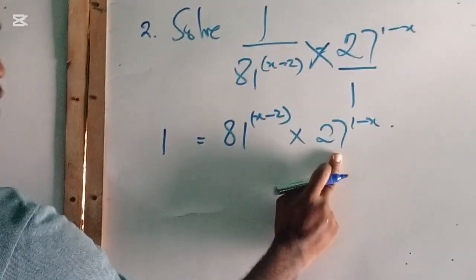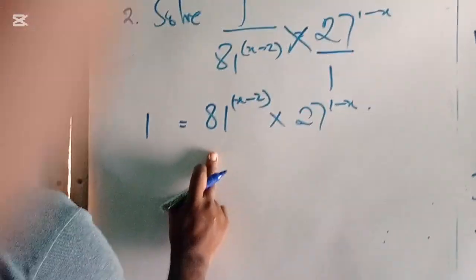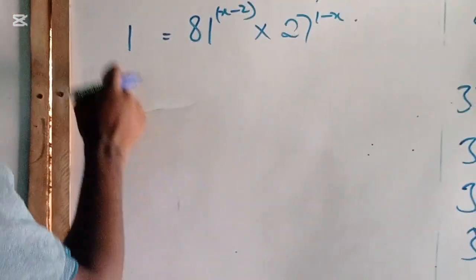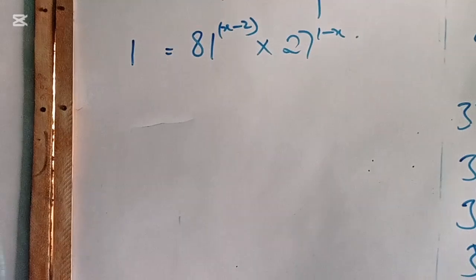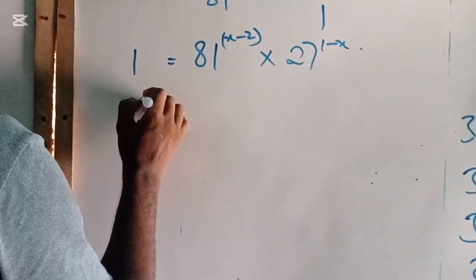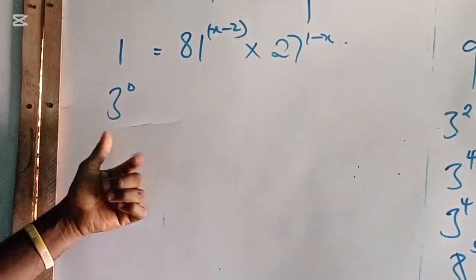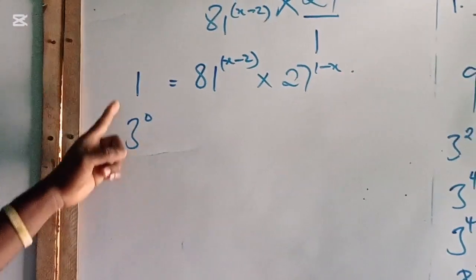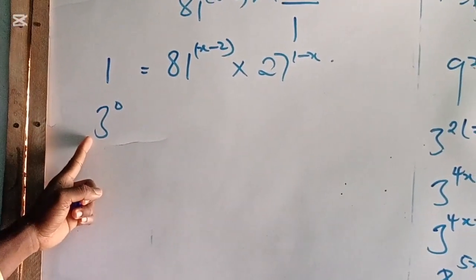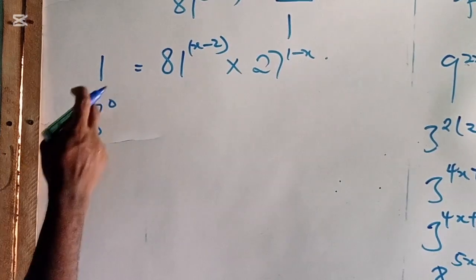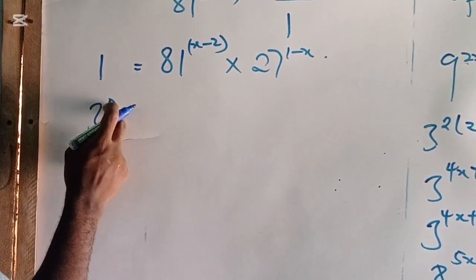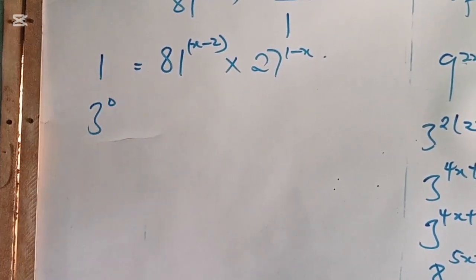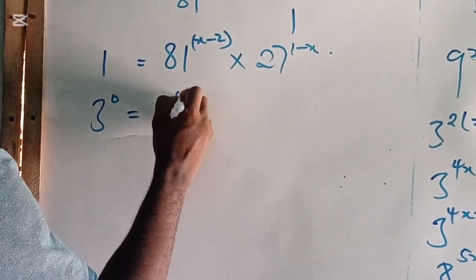This is 27, we can also convert it to base 3. This is 81, we can also convert it to base 3. 1 we can also convert to base 3. 1 is 3 raised to the power 0. Why did we use 3? We already agreed that we can convert all of this to base 3. Also recall from the previous class that when we raise a number to the power of 0, the result is equal to 1. So we now have 3 raised to the power 4.